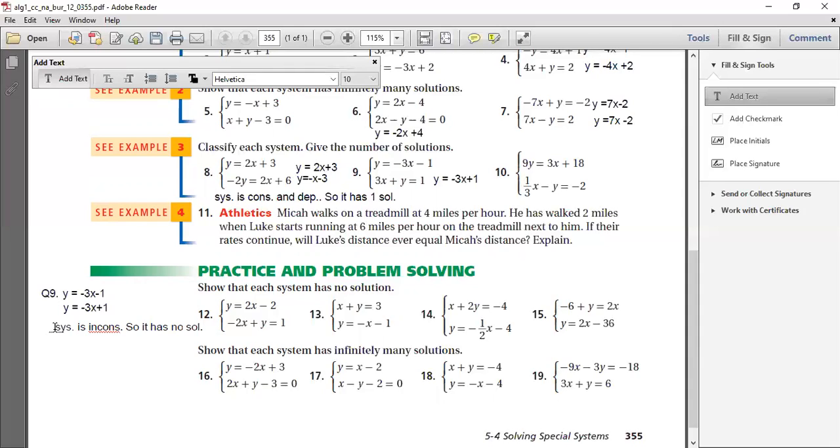Why is the system inconsistent? Because they're parallel lines. How do you know they're parallel lines? Just by comparing the slopes. If the slopes are the same, they are parallel lines. So if they're parallel lines, they have no solution, which means the system is inconsistent.